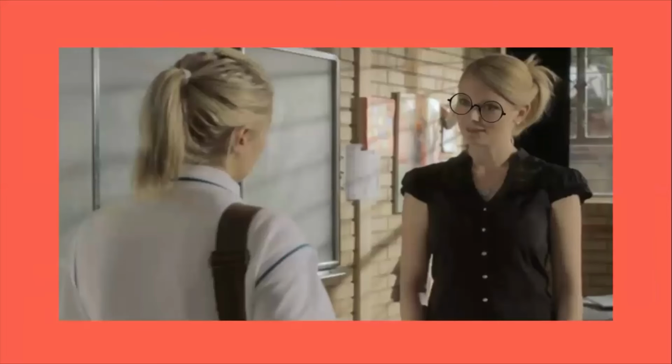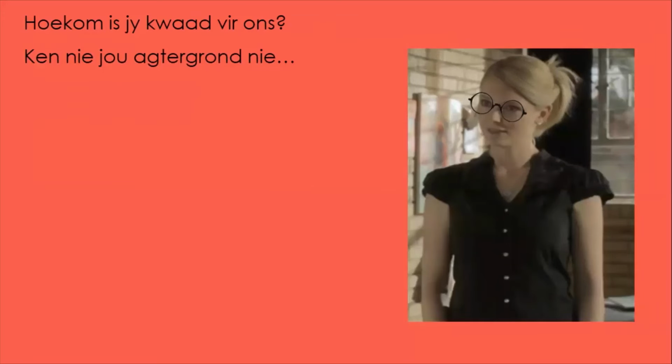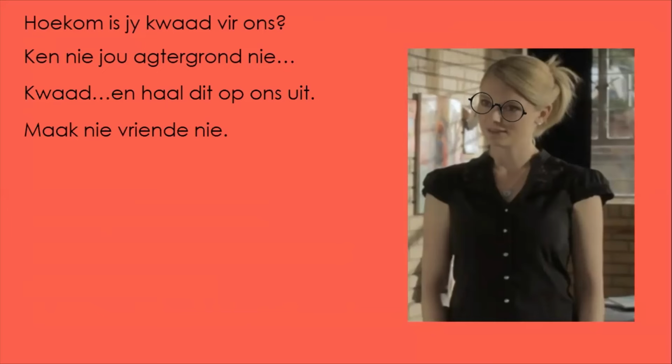So the bell rings. And Juffrou Breitenbach asks Lien to stay behind. So she tells Lien, or rather she asks her, hoekom is jy kwaad vir ons? Why are you angry at us or angry with us? Now hierdie ons, who's this? The people at the school, like the school. She tells her, I don't know your background. I ken nie jou agtergrond nie. But I can see you're angry. You're angry at someone. And now you're taking it out on us. And it's not fair. She said, you've been here over a year and you haven't made any friends, but you don't try to make any friends.